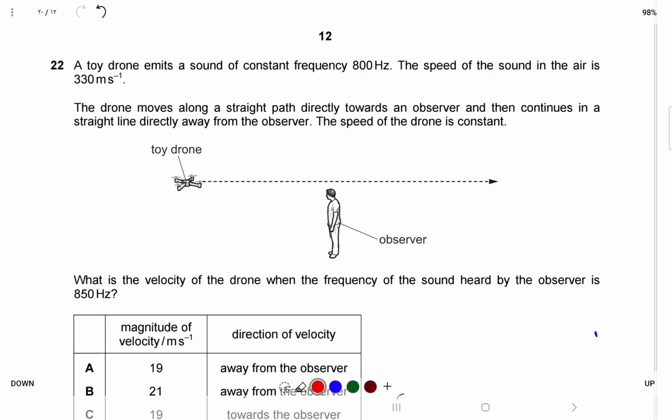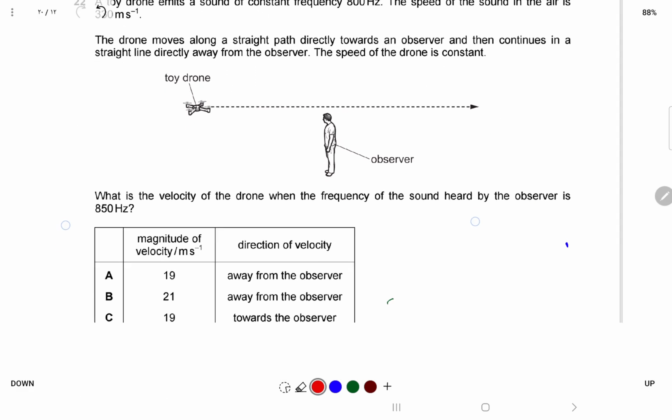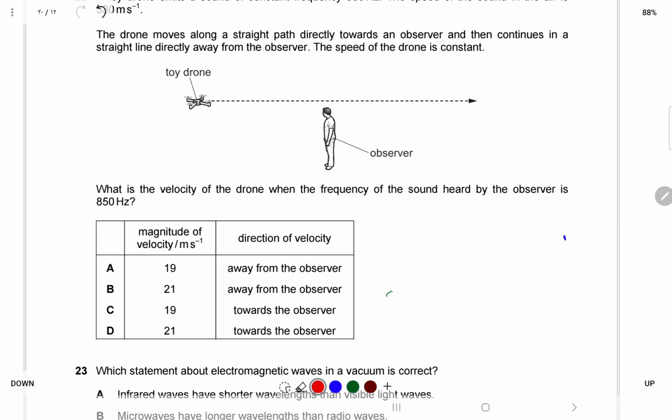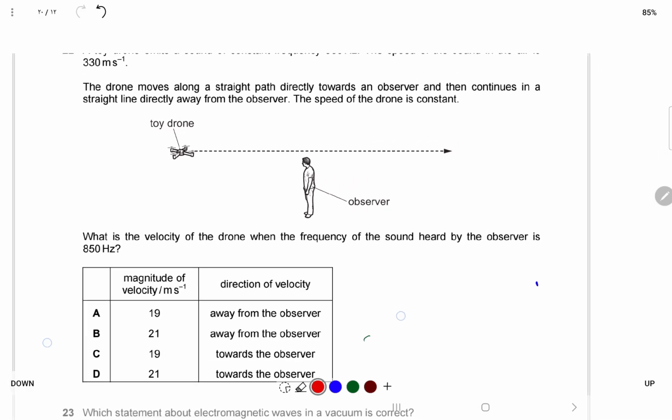A toy drone emits a sound at a constant frequency of 800 Hz. The speed of the sound in the air is 330 m/s. The drone moves along a straight path directly towards the observer and then continues in a straight line directly away from the observer. The speed of the drone is constant. What is the velocity of the drone when the frequency of the sound heard by the observer is 850 Hz? So this is a Doppler effect question.